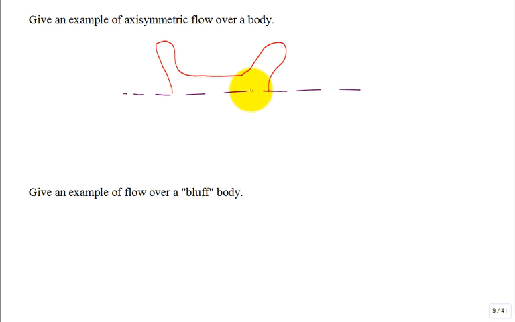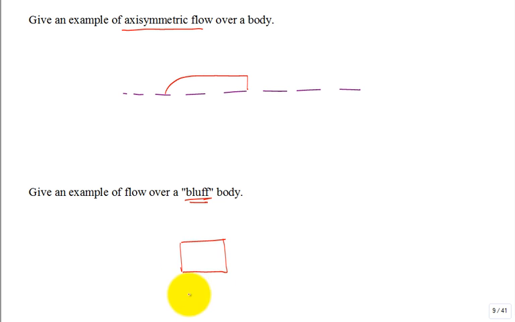So what would be an example of an axisymmetric flow over a body? Well, I need a bullet. That's it. And so then you would revolve that around and you get the shape of a bullet. Okay. And give an example of flow over what they call a bluff body. Well, that's not streamlined. What's a bluff body? Kind of what you just drew. Yeah, this would be a bluff body.